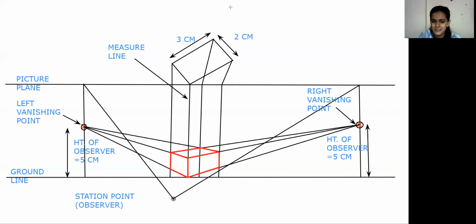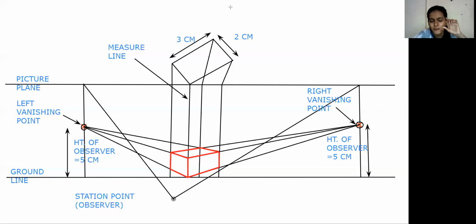Why are we leaving such spaces? To draw our perspective view, we need to draw a plan. Before drawing the perspective view, we need to draw the plan, and where are we drawing it? Above the picture plane. So consider the height of the plan. I told you to leave a space of 5 centimeter, right? So in the 5 centimeter, you can draw the plan easily.